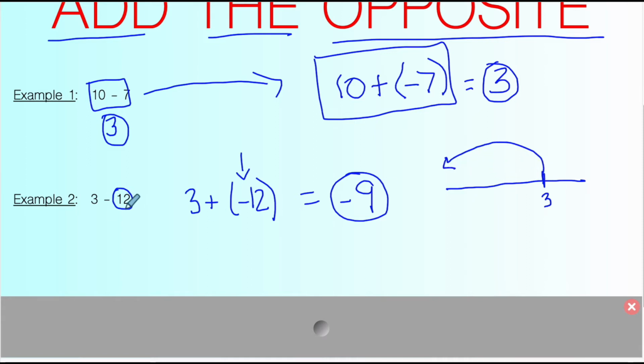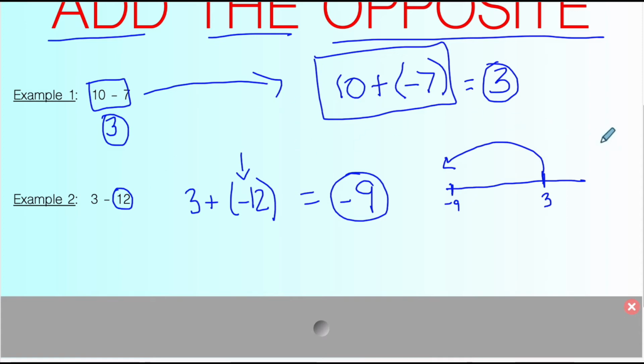And how far am I going to move to the left? 12 spaces. So, if you move 12 spaces, you'd eventually end up at negative 9. But in reality, you're not going to sit there and pull out a number line every time you want to add or subtract numbers. It is a good way, though, to start to grasp the idea of how the numbers are moving and where they are in a number line.